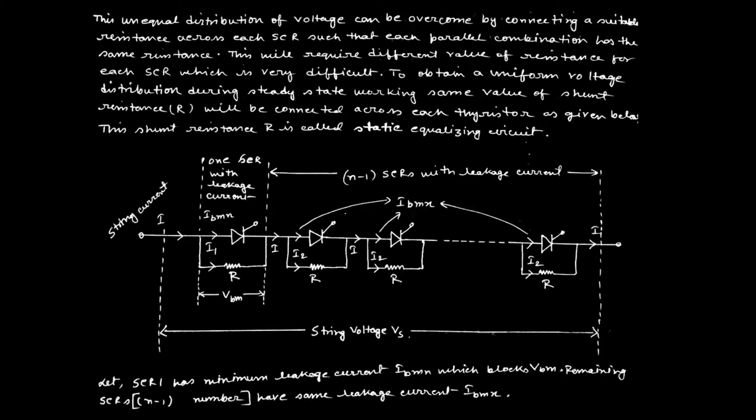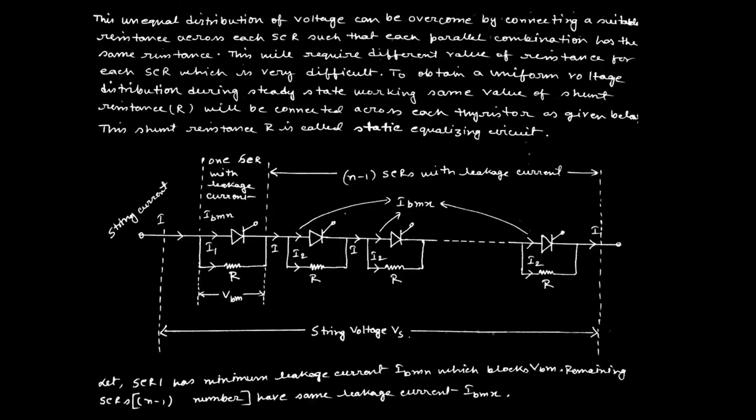Suppose we assume this is a string in which we are connecting n number of SCRs. This is SCR 1, SCR 2. In this way, n number of SCRs are connected. And suppose in the case of the first SCR, the leakage current is IBMN and the resistance R is connected over here. The same amount of resistance is connected across each SCR of the string. I don't know exactly what the value is; that will be calculated later.